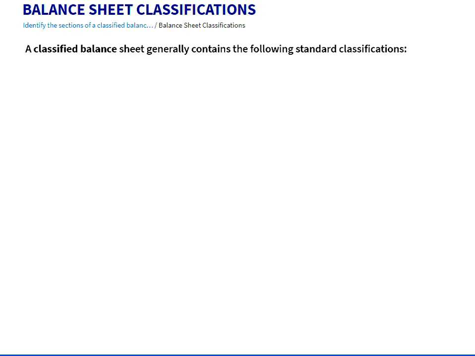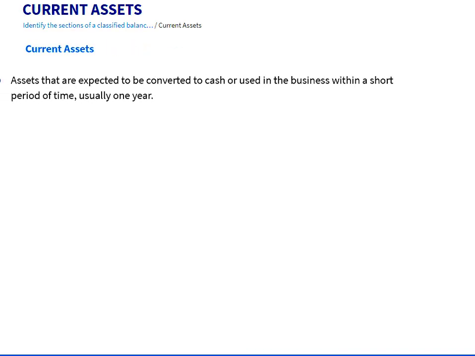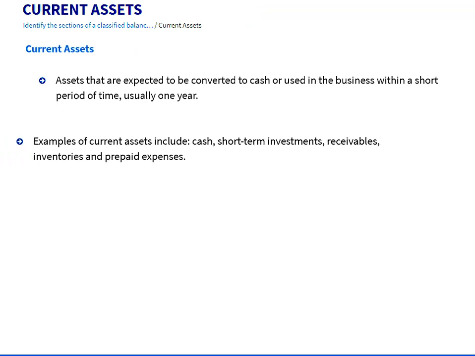A classified balance sheet generally contains the following standard classifications: current assets, long-term investments, property, plant, and equipment, intangible assets, current liabilities, long-term liabilities, stockholders' equity. Current assets are expected to be converted to cash or used within 1 year.